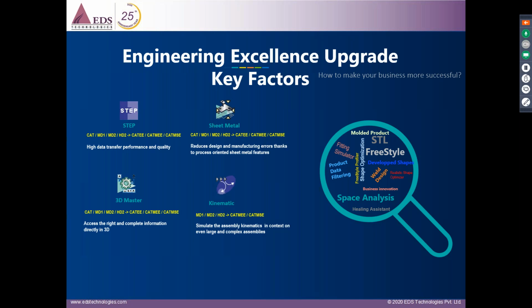So as you move from CATIA V5 basic configurations to CATIA engineering excellence packages, you will get a STEP core interface, STEP import and export. If you have to purchase this STEP import and export license, it is a high additional cost for you. And sheet metal design. Apart from that, we also have 3D master, which will be useful in terms of reducing the drawing time, and then kinematic simulations. So these are some of the additional benefits that you get through engineering excellence packages.